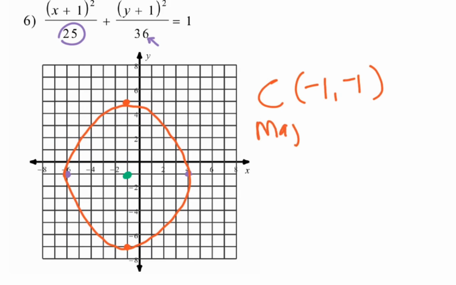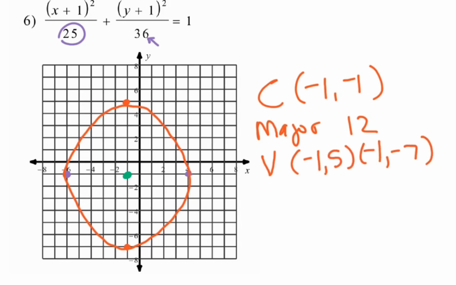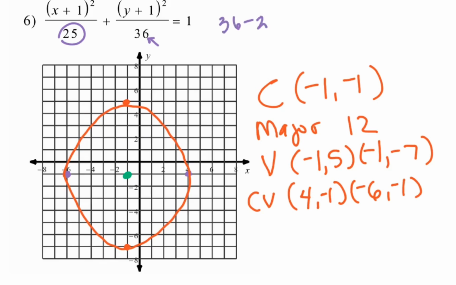My major axis length is going to be 6 and 6, so 12. My vertices are the ones on the major axis, so it's -1, 5, and -1, -7. My co-vertices are the ones along the x direction, and so that's going to be 4, -1, and -6, -1. For my foci, I'm going to say 36 minus 25, which is 11. And so the square root of 11 is how far I'm going to go.